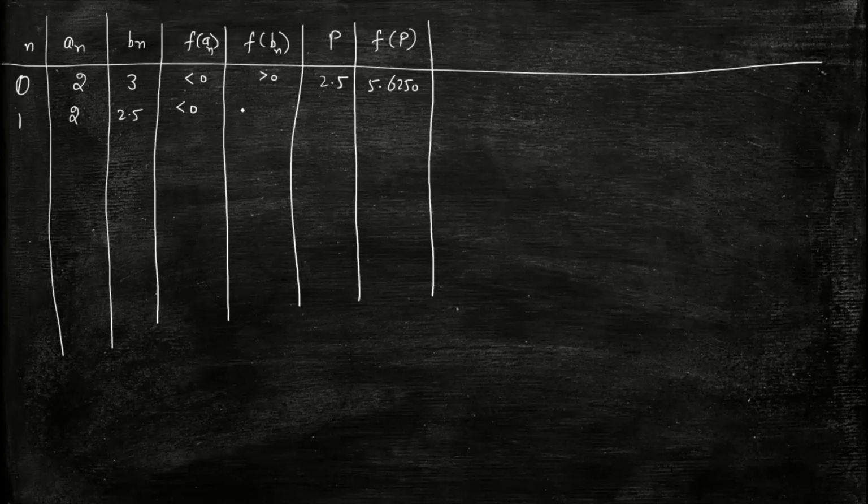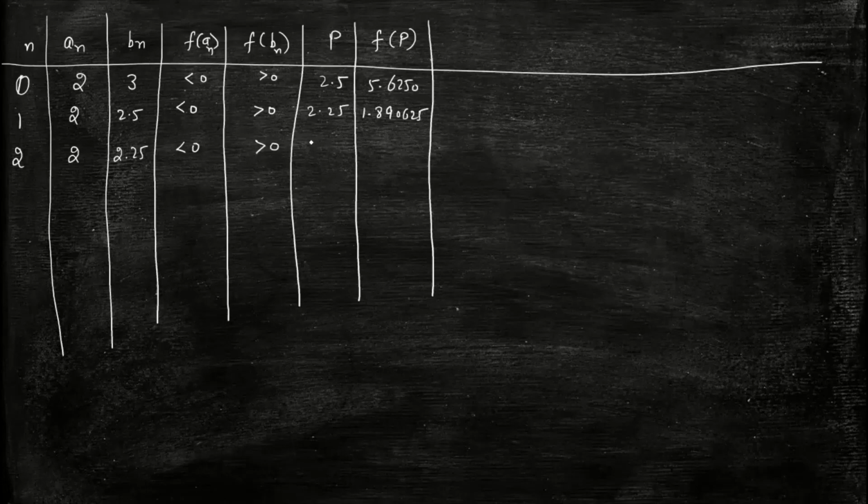Again, this will be less than 0 and this will be greater than 0. Now the midpoint of 2 and 2.5 is 2.25, and you can check the function value is 1.890625. Again, this is a positive value, so bn will be replaced by this. So at n equal to 2, a remains the same and p replaces b. So f(an) is less than 0 and f(bn) is greater than 0.